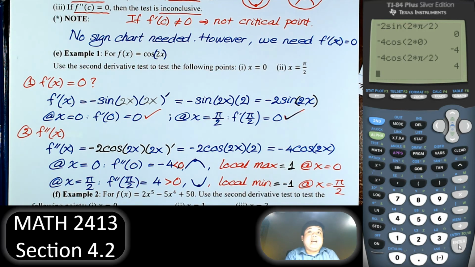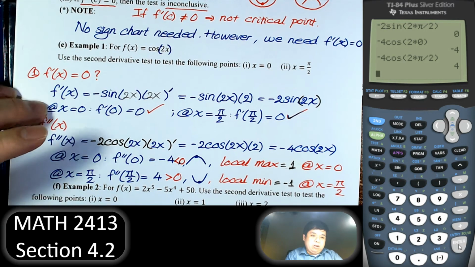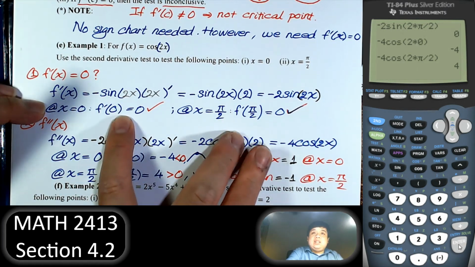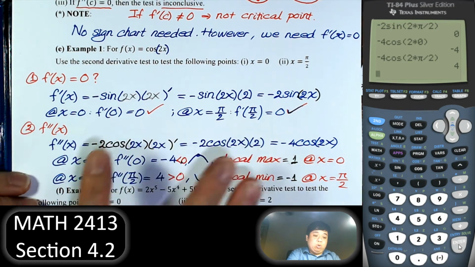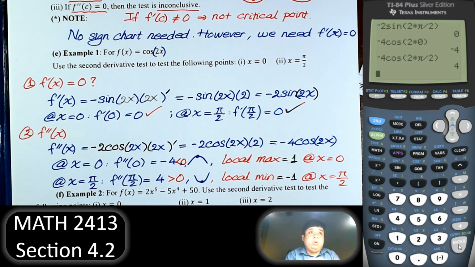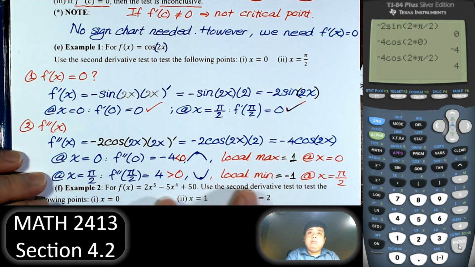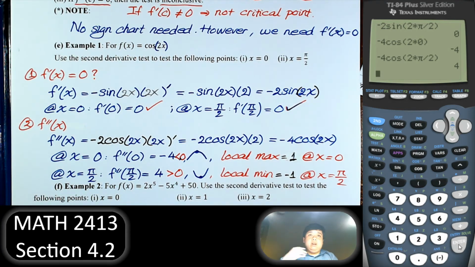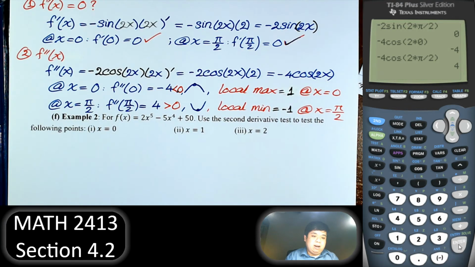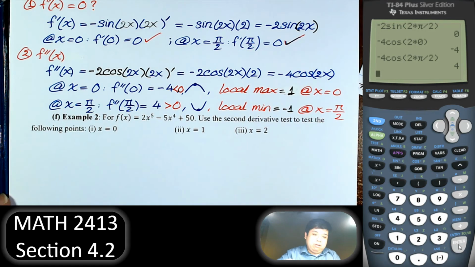So that's the nice thing about the second derivative test. We don't need to do the sign chart. We only need a point. So take the derivative, make sure that it is equal to 0 before we go to the second derivative test. Second derivative test: if it's positive, concave up, local min. If it's negative, concave down, local max. Right, so that's what we have.